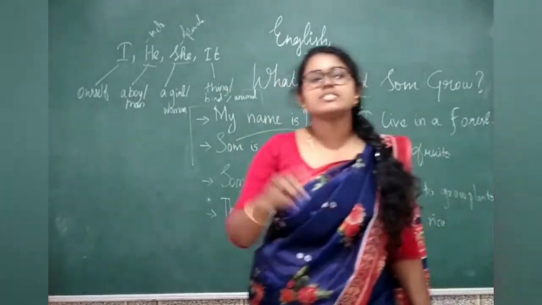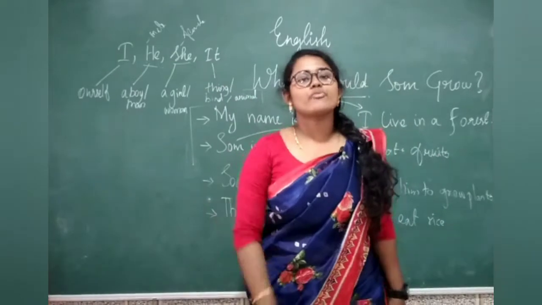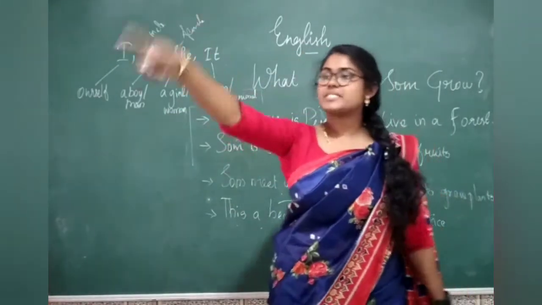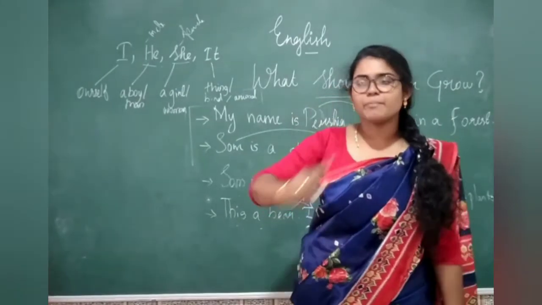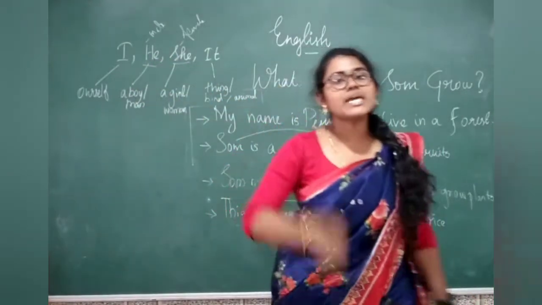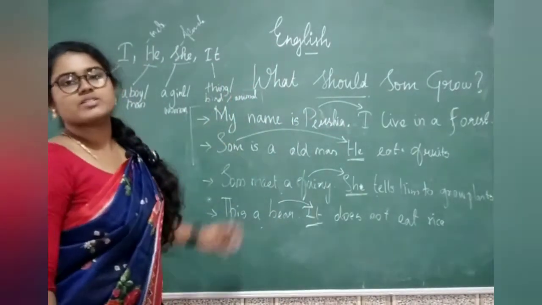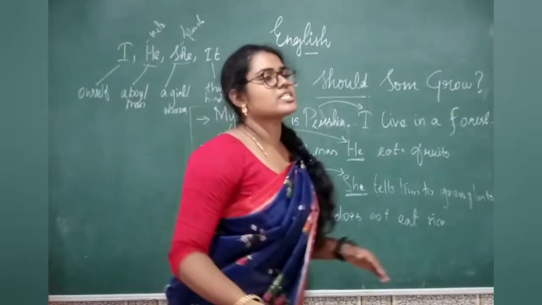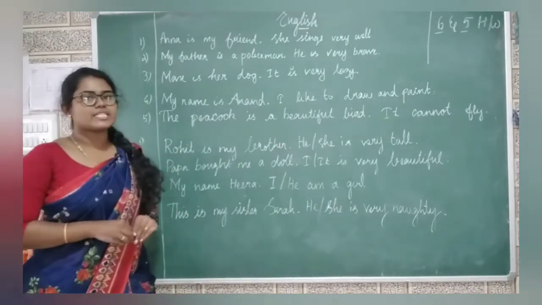So for birds, animals and things, we use "it". For a female, that means another person, we use "she". For a male, another person, we use "he". And for myself I use "I". So I believe you understood that. Next, let's move to the next part. Next we can do the exercise part. Please take page number 82.